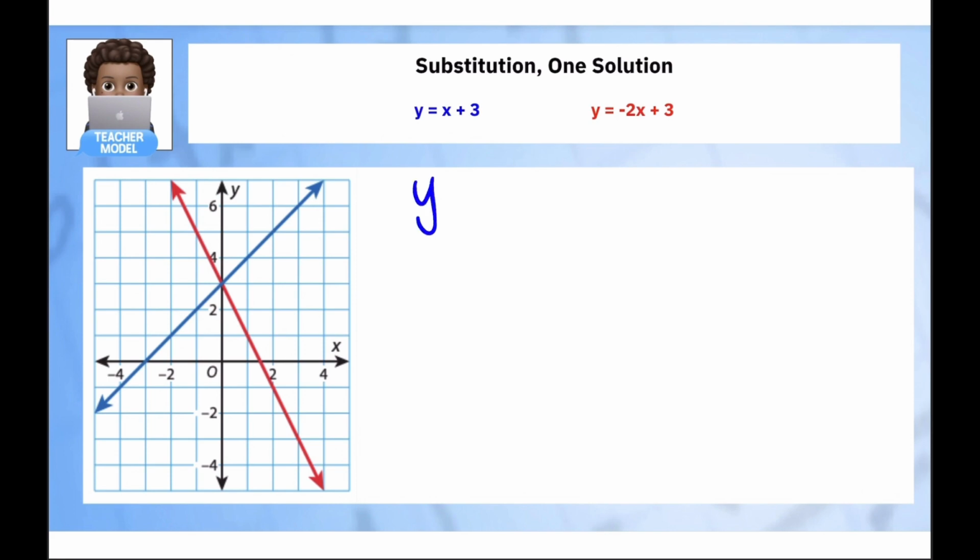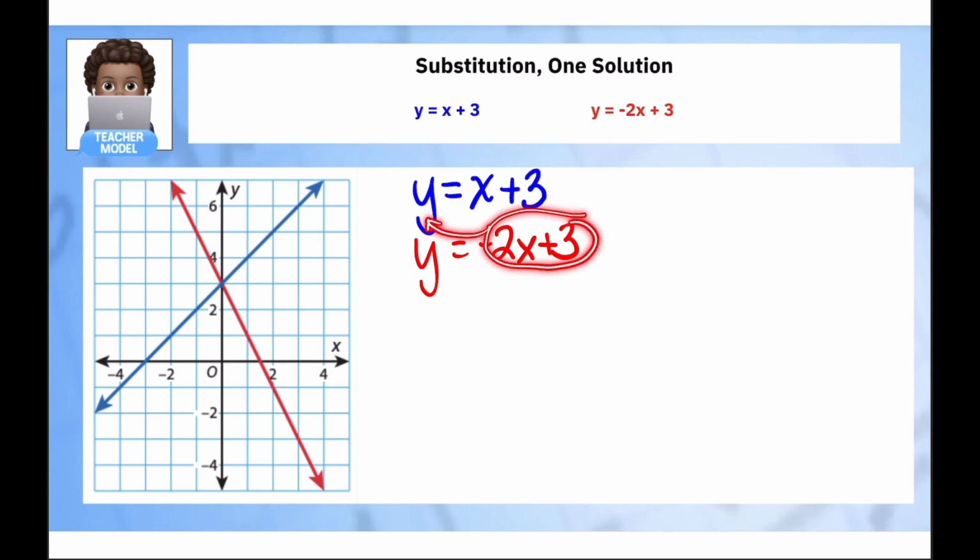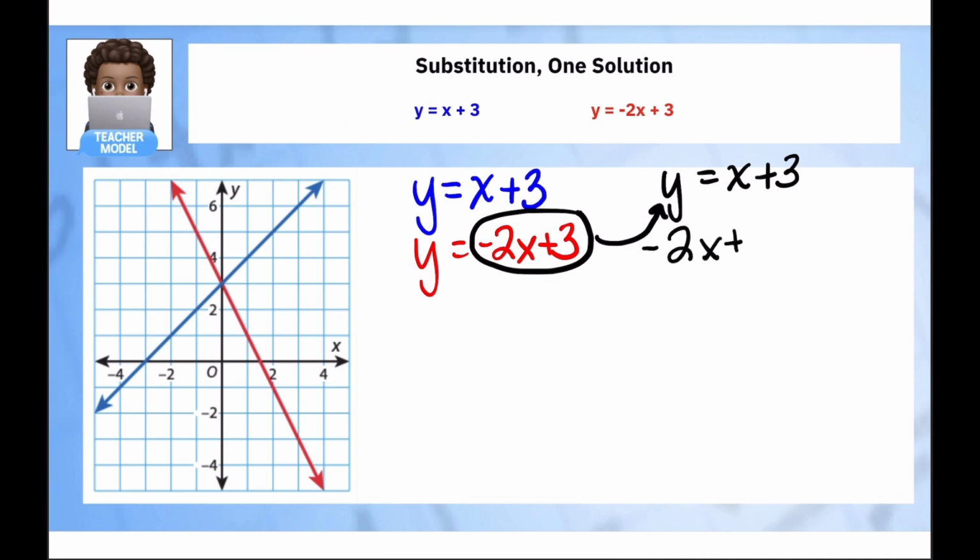So in this one, we have y is equal to x plus 3, and y is equal to negative 2x plus 3. This is actually great because I already have the y equal to an entire term. So it really doesn't matter which one. I'm literally going to take that entire term and sub it for y. So watch what this looks like. I'm going to use the very first equation, y equals x plus 3, and I'm going to take all this and substitute it for y. So now I have negative 2x plus 3 is equal to x plus 3.